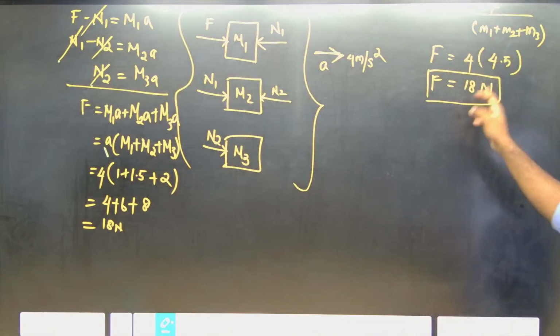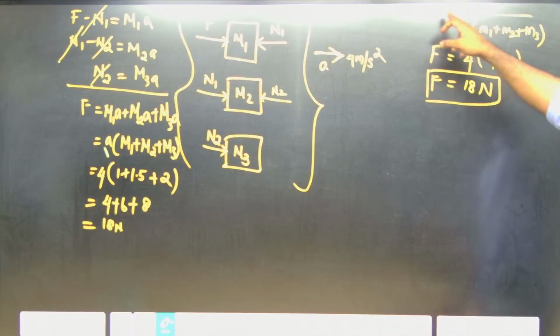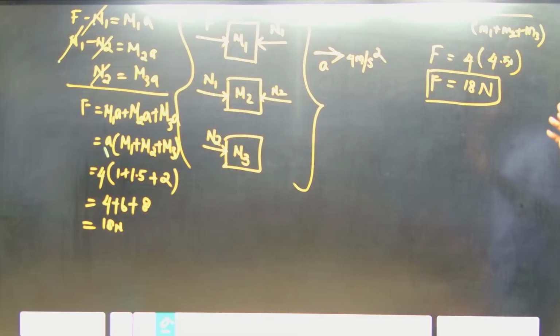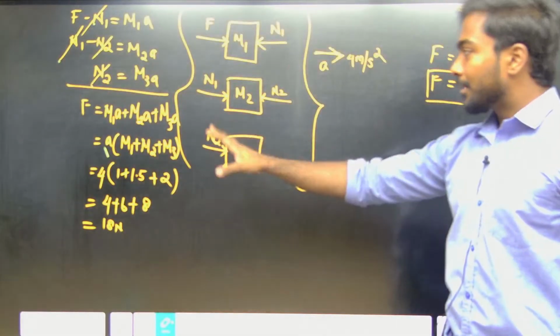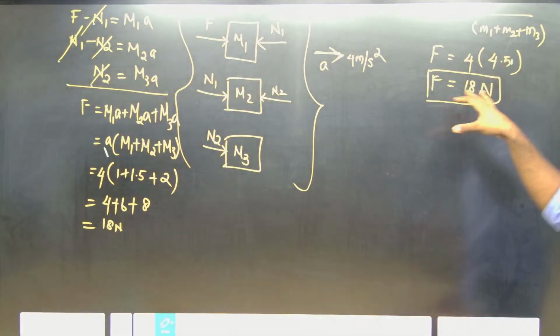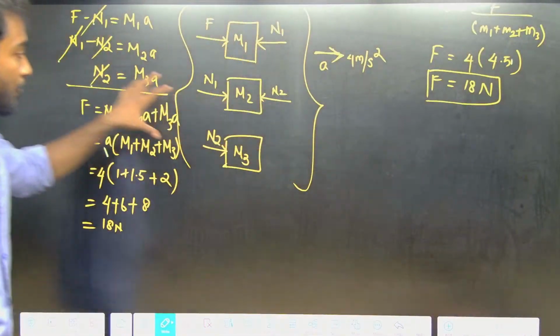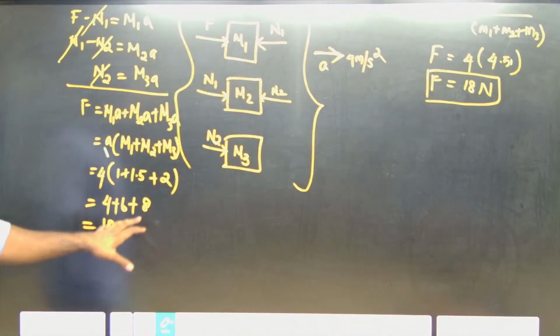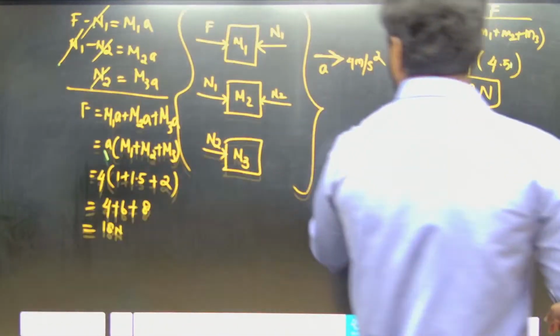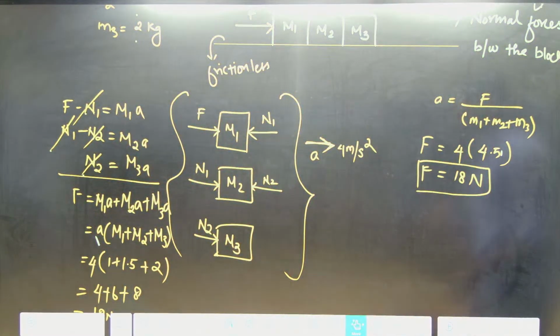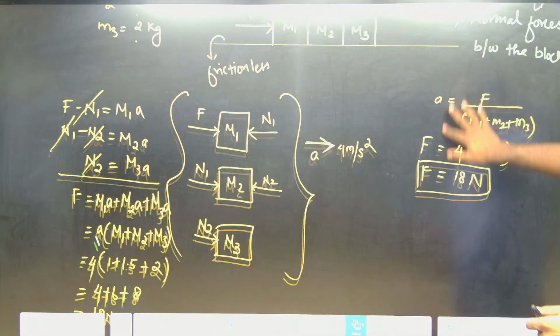If you see, F is equal to A into (M1 plus M2 plus M3). We have the same formula; I have given the formula directly here since we derived it in yesterday's class. But if anyone has a doubt, this is the way of doing the question. Okay, so the first question has been completed.